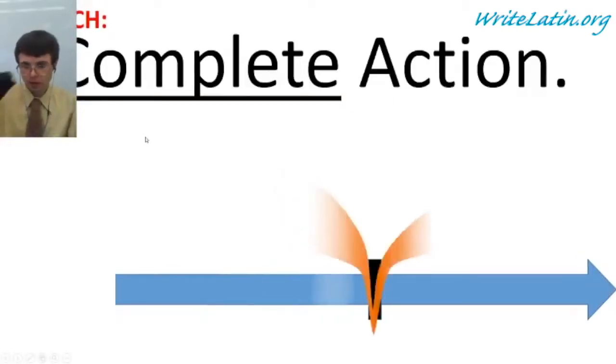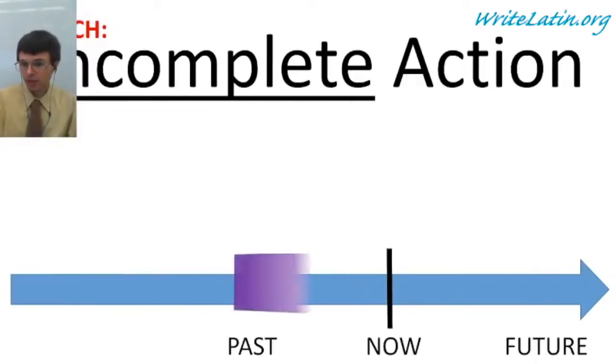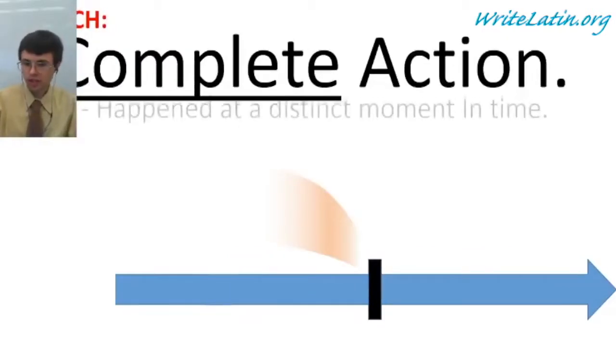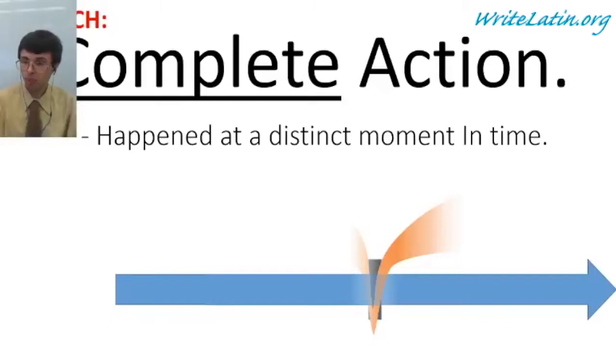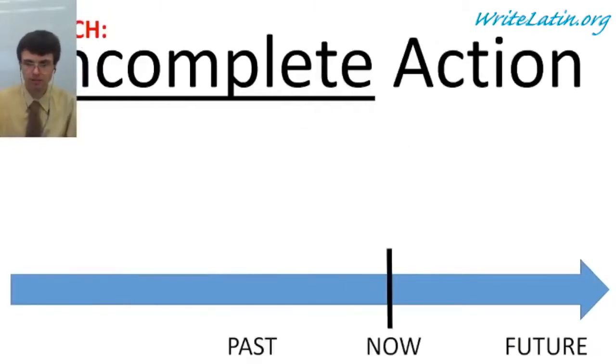Okay, so in these PowerPoints, there are 2 kinds of completeness. There's complete action and incomplete action. Okay, so what are these? Well, complete action is action that happened at a distinct moment in time. It's finished and is no longer occurring. So like, he ran. It happened at one moment. Or they ate. It happened at a moment and it's done.